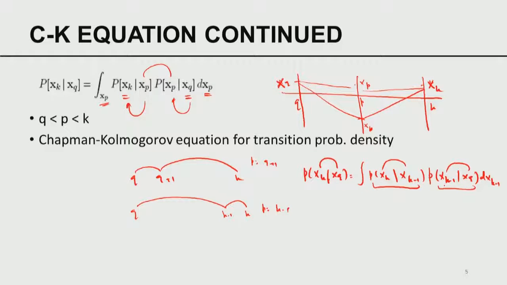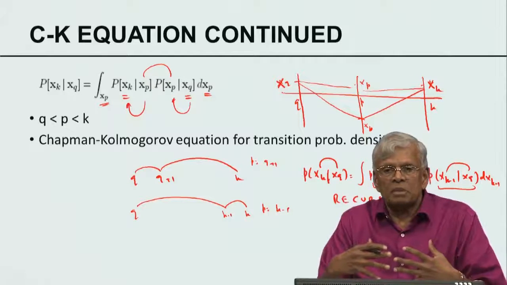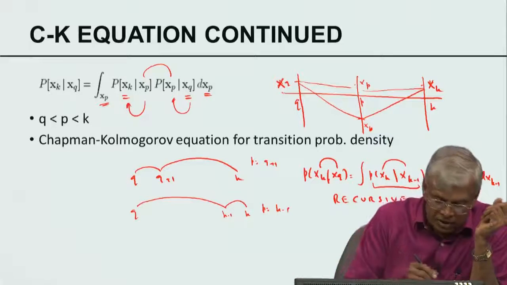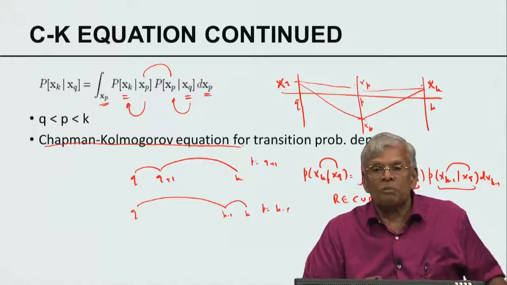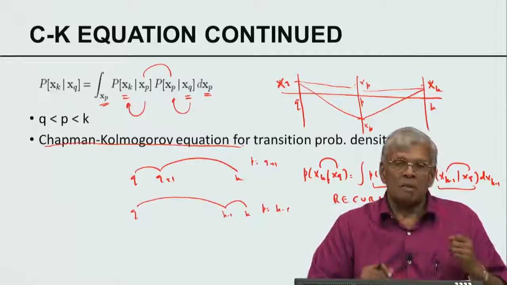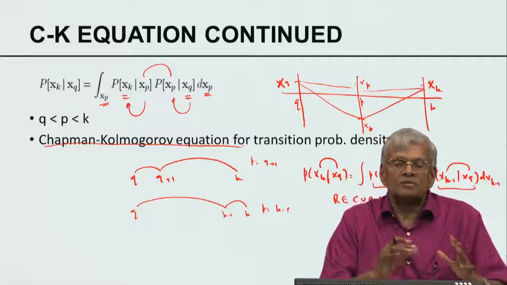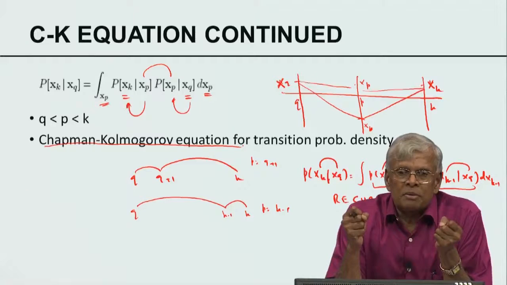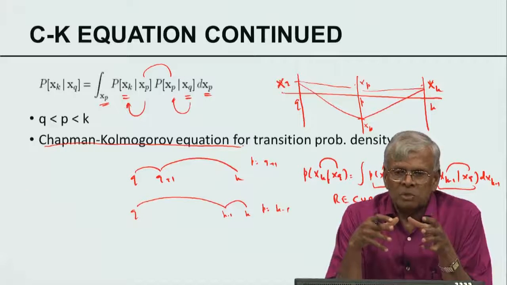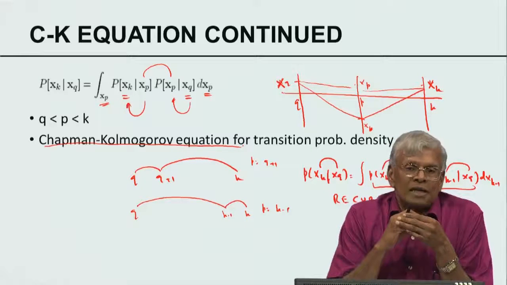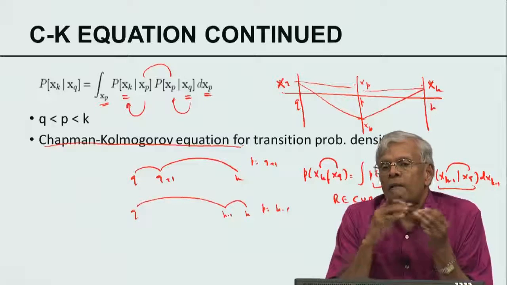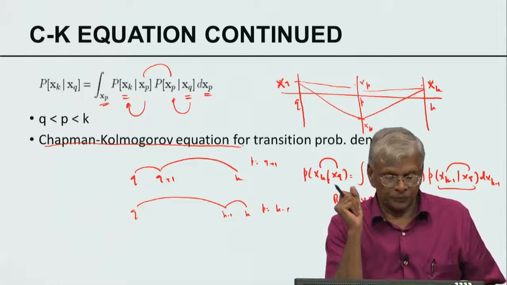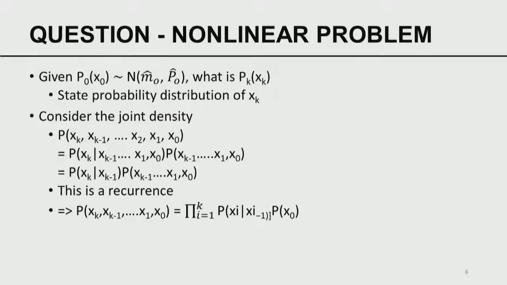I can convert this likewise. So this is a recursive relation. Using this recursive relation, I can compose multi step transition probability involving any number of steps. So this equation is called the Chapman-Kolmogorov equation for probability density functions, multi step transition probability. Given a Markov process, a Markov process is uniquely defined by the initial distribution and the one step transition mechanism. If the one step transition mechanism is specified, I can create multi step transition mechanisms, the probability values, using Chapman-Kolmogorov equations. So that's the conclusion so far.